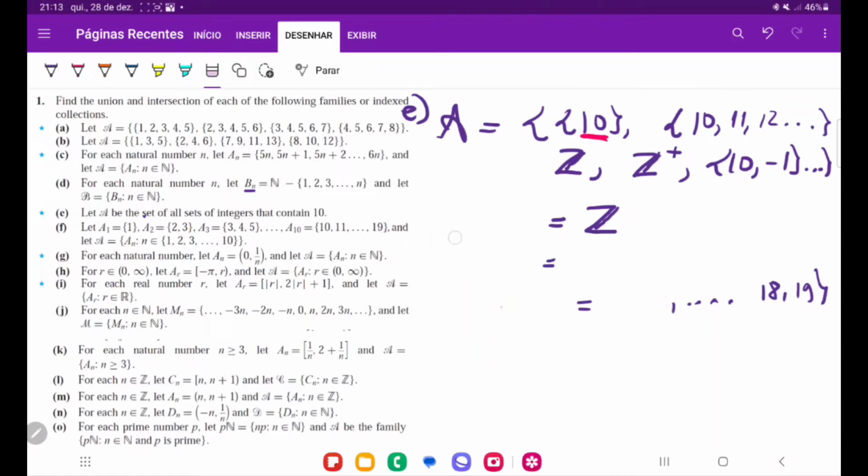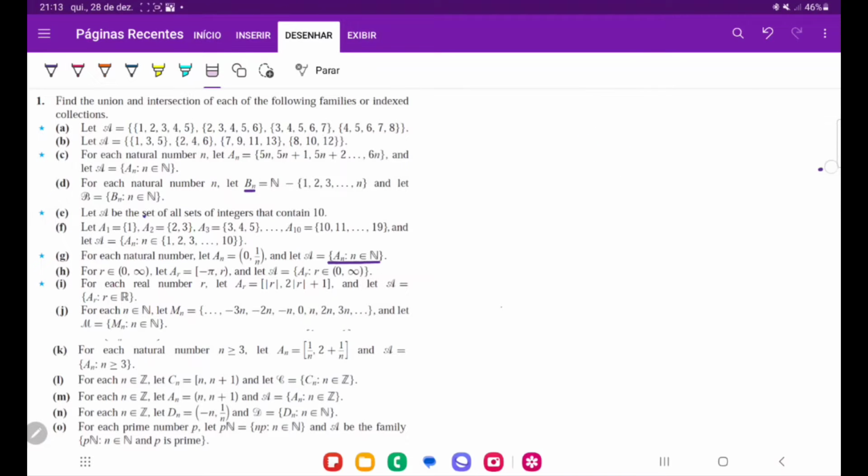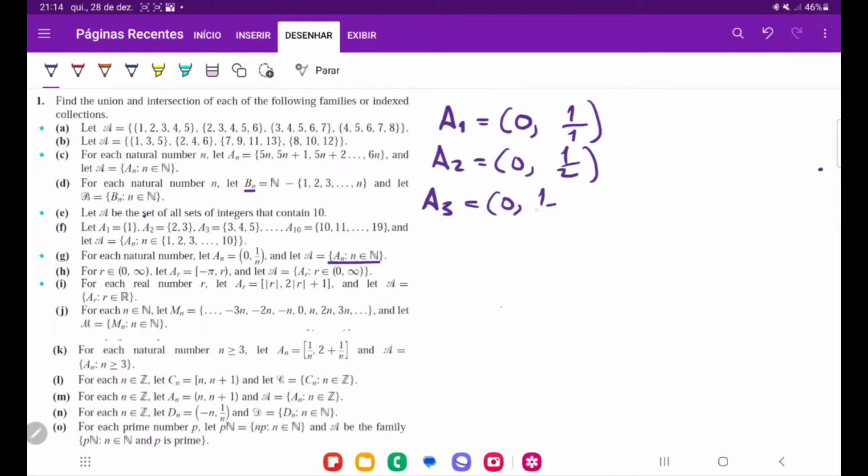So item G, for each natural number, so the index is going to be the natural number. We're going to have A1, A2, A3, A4, and so on. So let me just expand this. A1 is going to be, all of them begin at 0 excluded, and it goes to 1 over 1. A2 is going to begin at 0, and then it's going to go to 1 over 2. A3 is going to be 0 to 1 over 3, and so on and so forth.